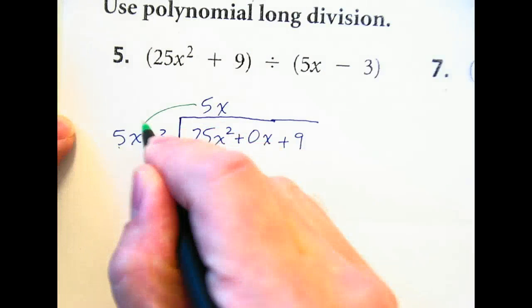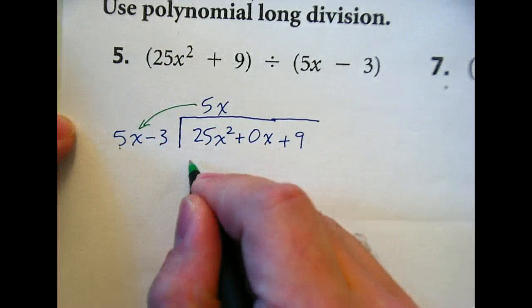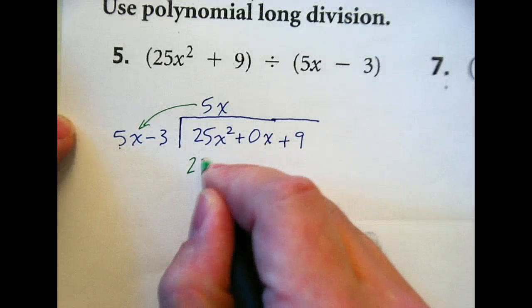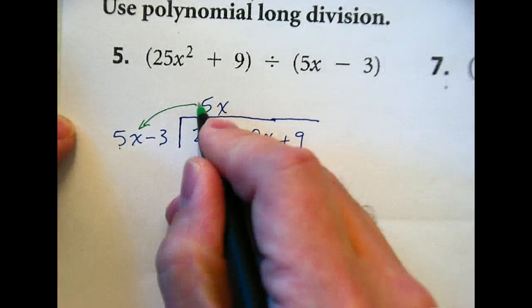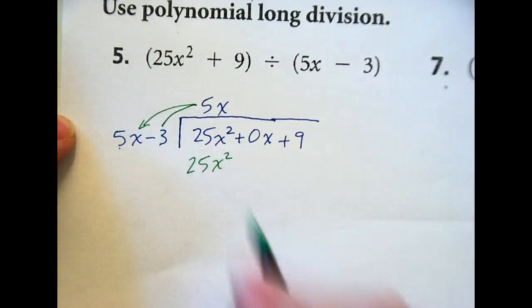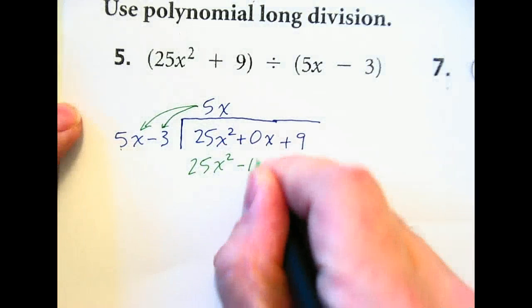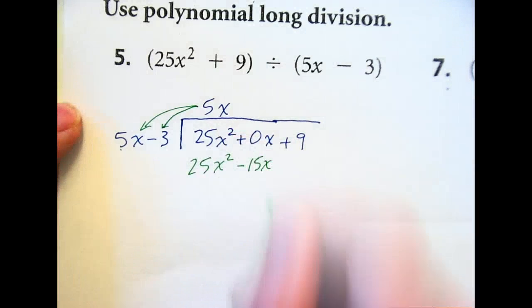5 times 5x is 25x squared. And now we have to do 5 times negative 3, which is negative 15x. Notice I am lining up my like terms.